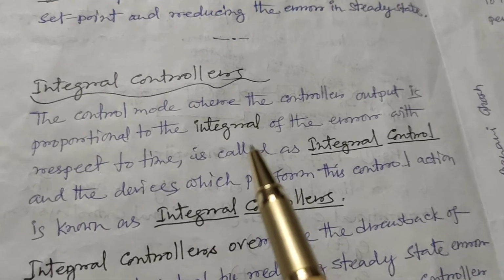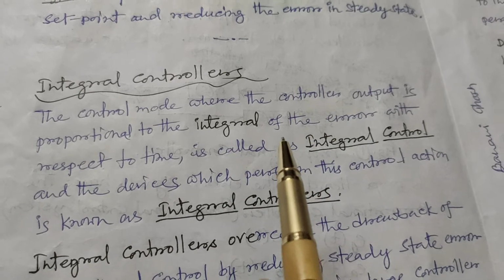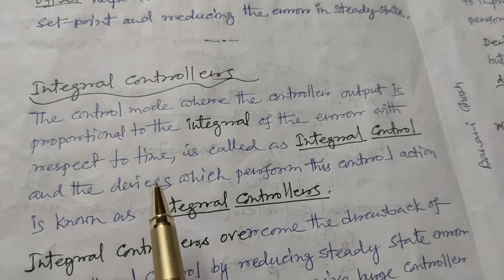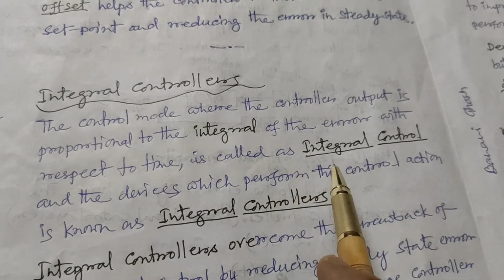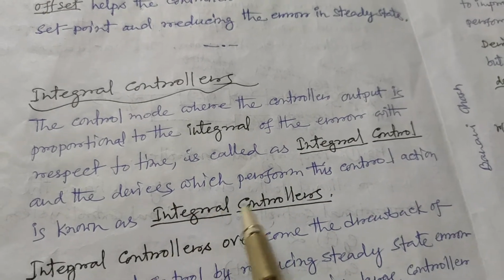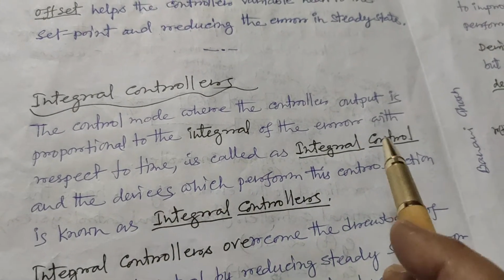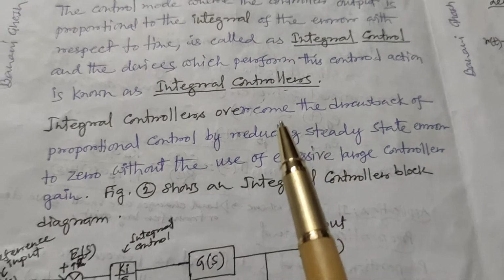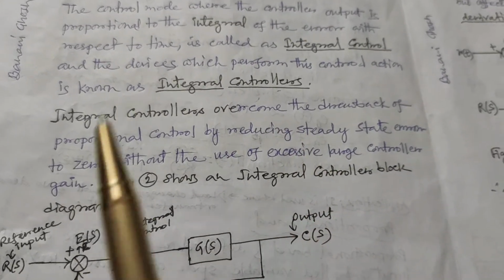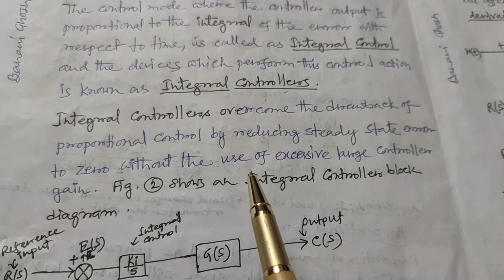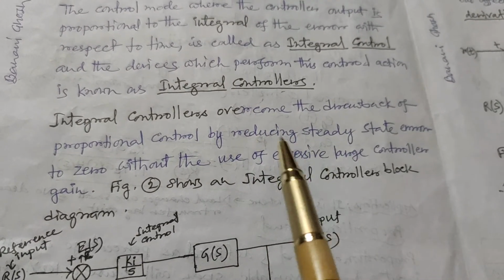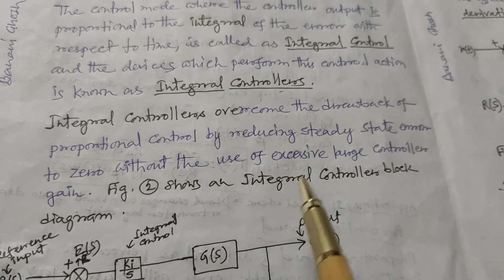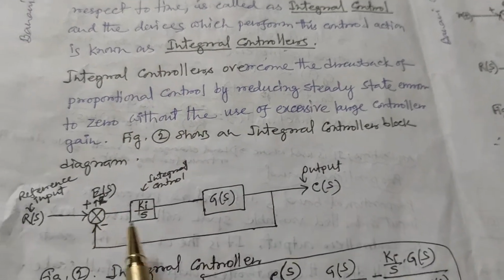Now I am going to present what integral controllers are. The control mode where the controller output is proportional to the integral of the error with respect to time is called integral control, and the devices which perform this control action are known as integral controllers. Integral controllers overcome the drawbacks of the proportional controller. What are the drawbacks? Offset, proportional band, etc. To overcome these drawbacks, the integral controller is used.